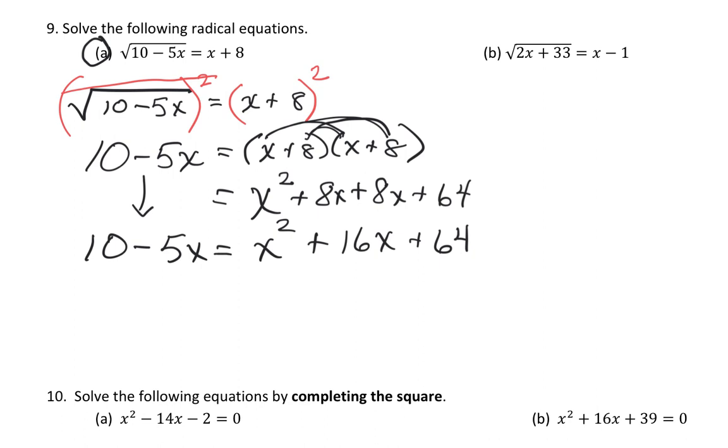All right, we're left with a quadratic. Let's bring the left side over to the right side. I'm going to do that by adding and subtracting. So 10, I want to subtract 10 from both sides. And then negative 5x, let's add 5x.